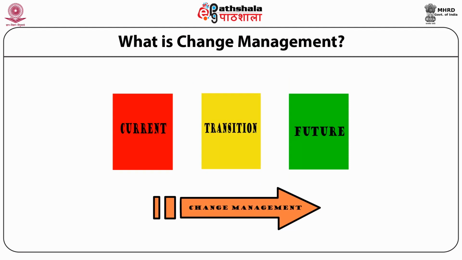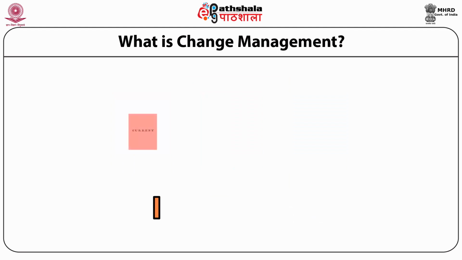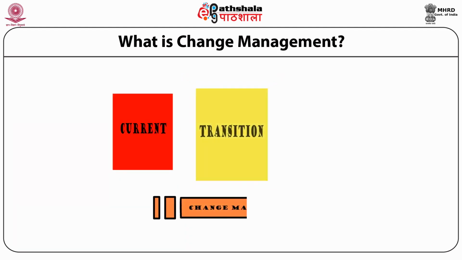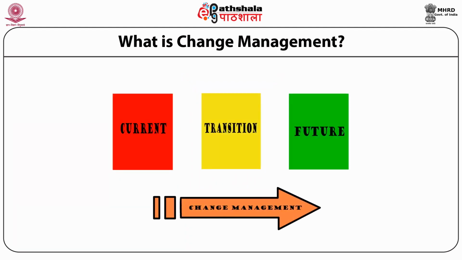On extreme left is the current situation. What is the present situation? And finally on the extreme right, if you see, it's the future, that is the desired state that the company really wants. And in between is the transition phase.